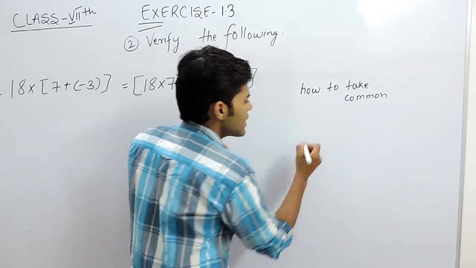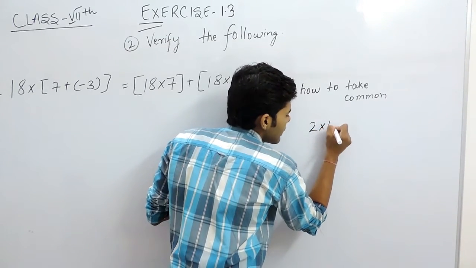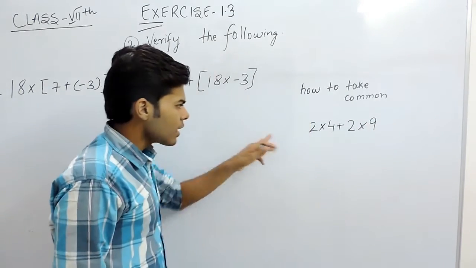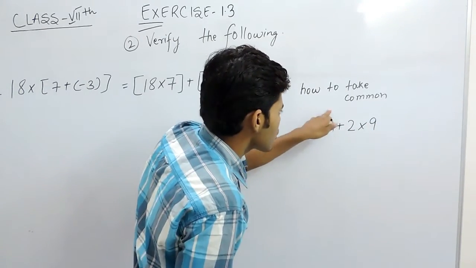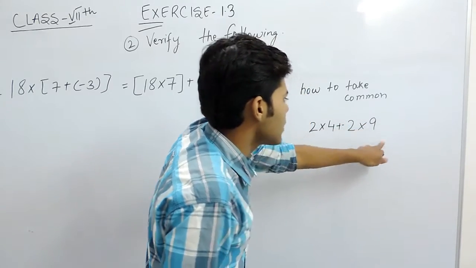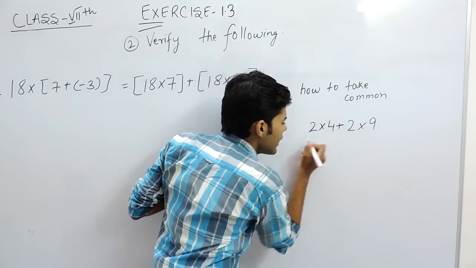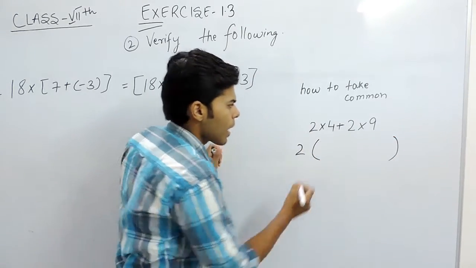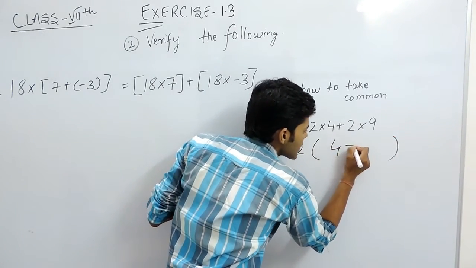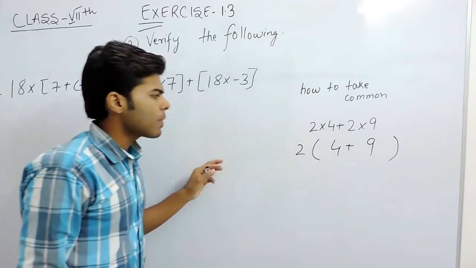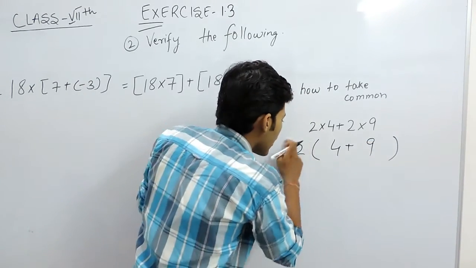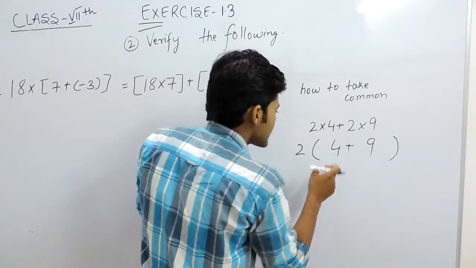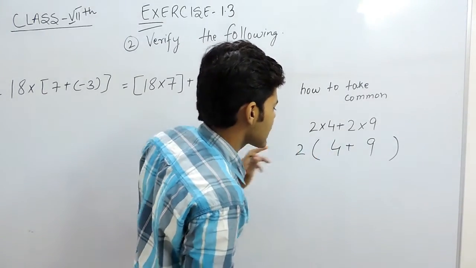So, if there is a number, supposing 2 multiplied with 4 plus 2 multiplied with 9, then 2 is in this term also and 2 is in this term also. So, we can take 2 as common and there we'll put the bracket. And in the bracket, we'll write 4 plus 9. Now, why 4 plus 9? Because we all know that the term outside the bracket, when multiplied inside, then gives us this.